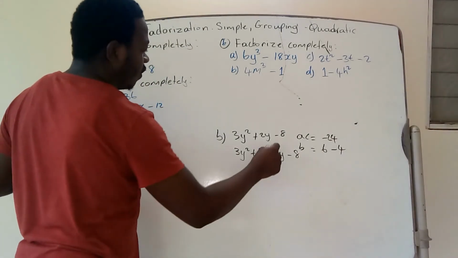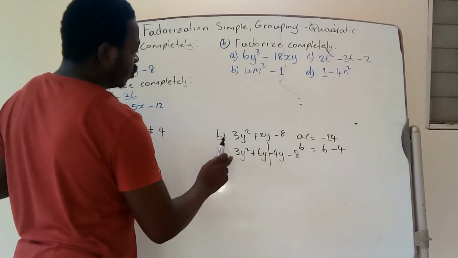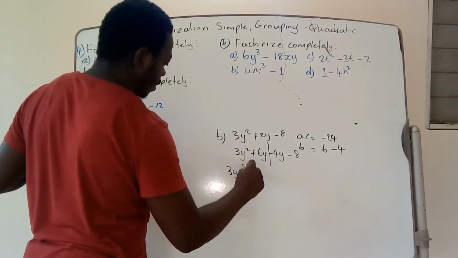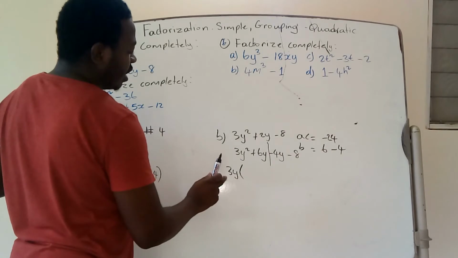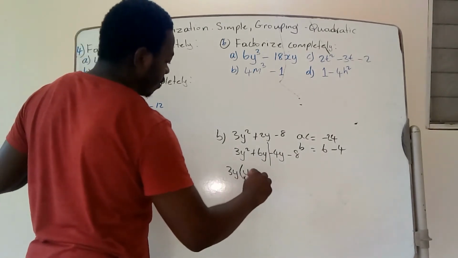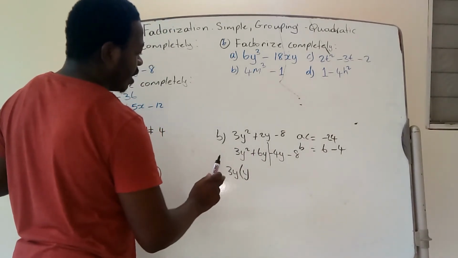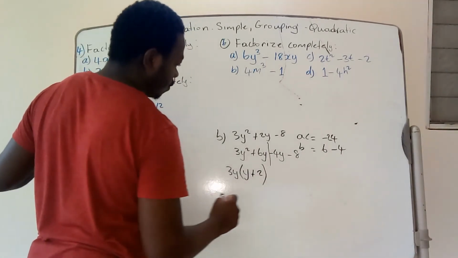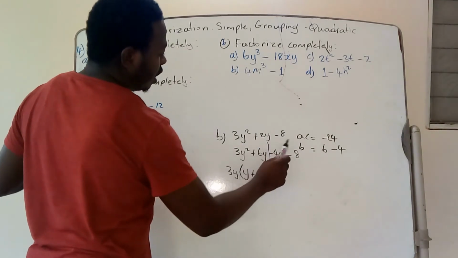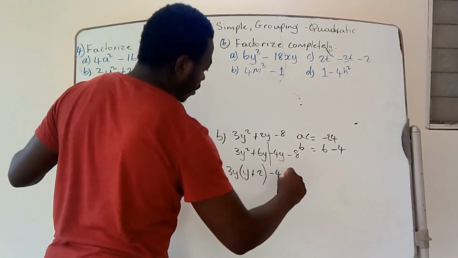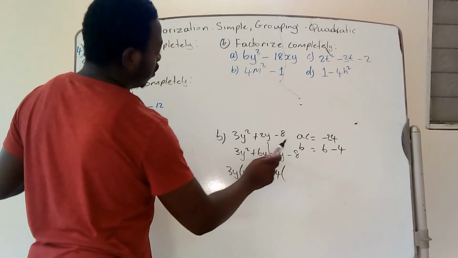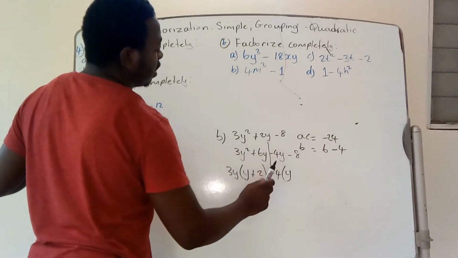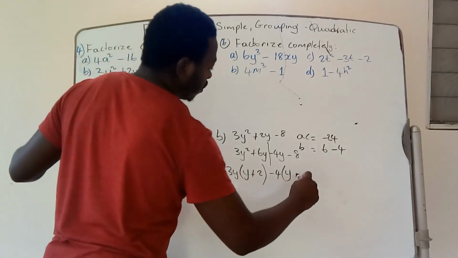Right? Now factorize by grouping. We have 3y squared, we have 6y. 3y is common. 3y squared divided by 3y leaves us with y. 6y divided by 3y leaves us with plus 2. Here we can factor out a minus 4. Minus 4y divided by minus 4 leaves us with y. Minus 8 divided by minus 4 leaves us with plus 2.